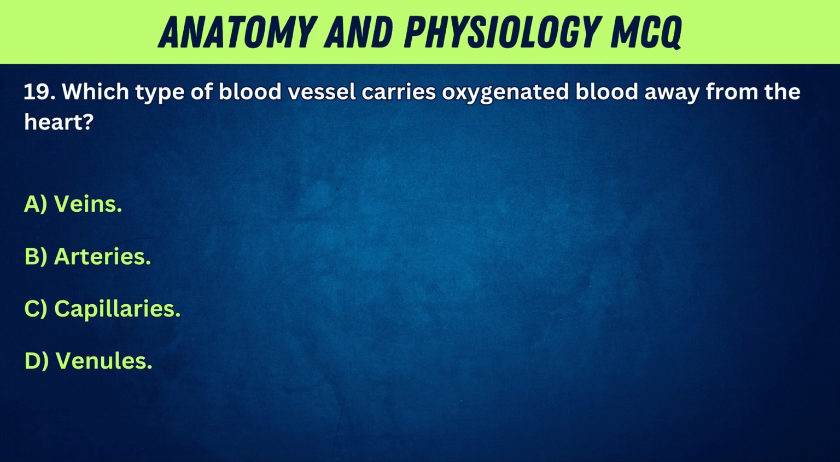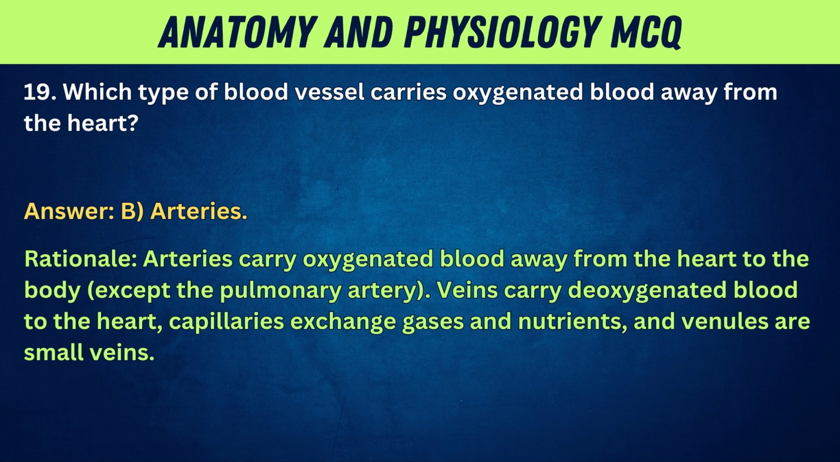19. Which type of blood vessel carries oxygenated blood away from the heart? A. Veins. B. Arteries. C. Capillaries. D. Venules. Answer: B. Arteries. Rationale: arteries carry oxygenated blood away from the heart to the body, except the pulmonary artery. Veins carry deoxygenated blood to the heart, capillaries exchange gases and nutrients, and venules are small veins.